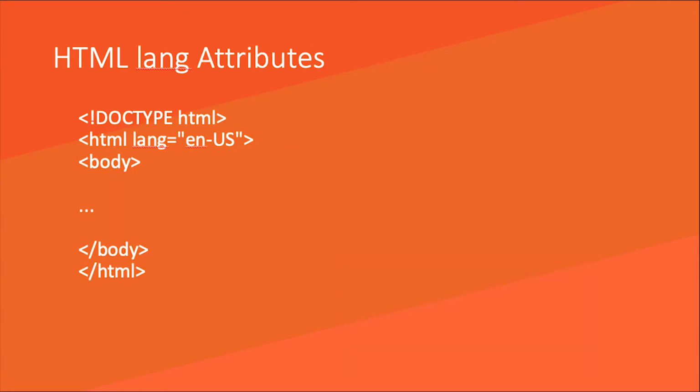The language of the document can be declared in the HTML tag. The language is declared with the lang attribute. Declaring a language is important for accessibility applications and search engines. The first two letters specify the language, EN. If there is a dialect, add two more letters, US.